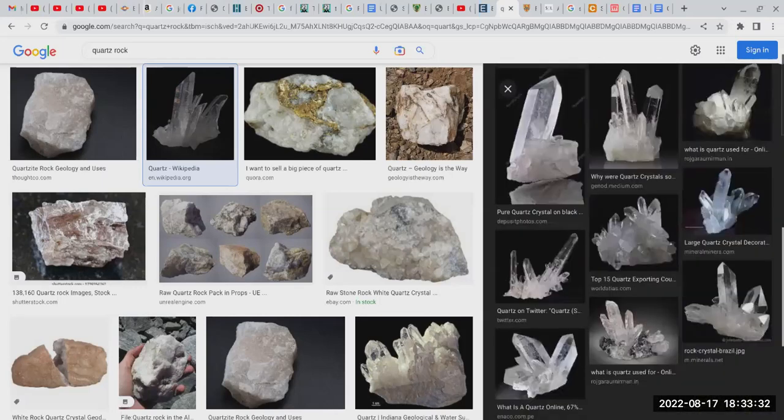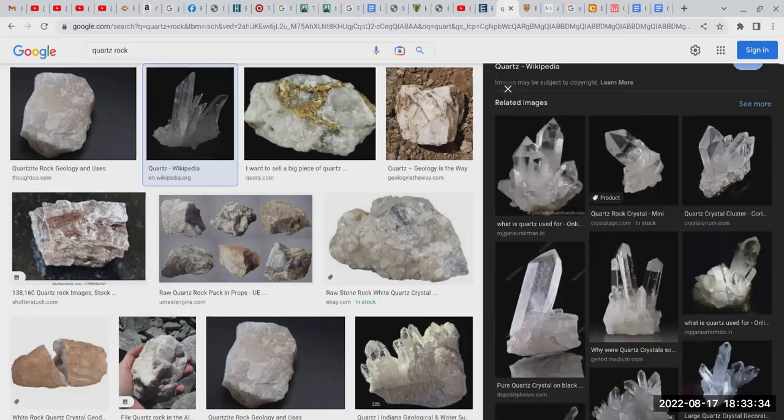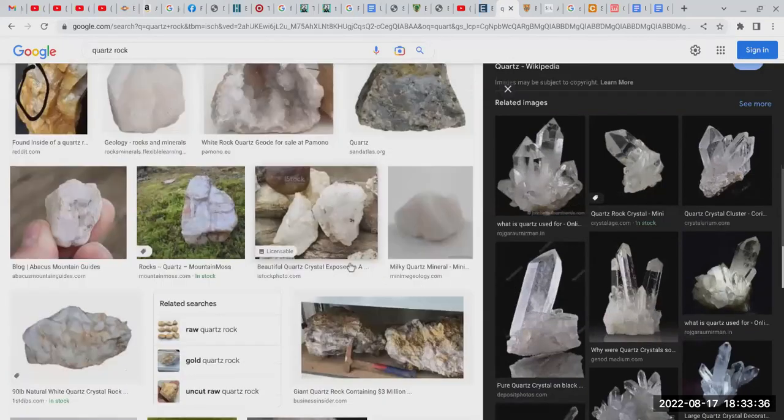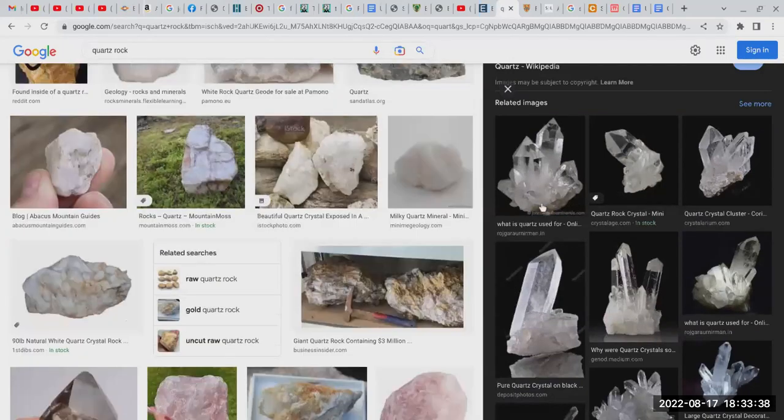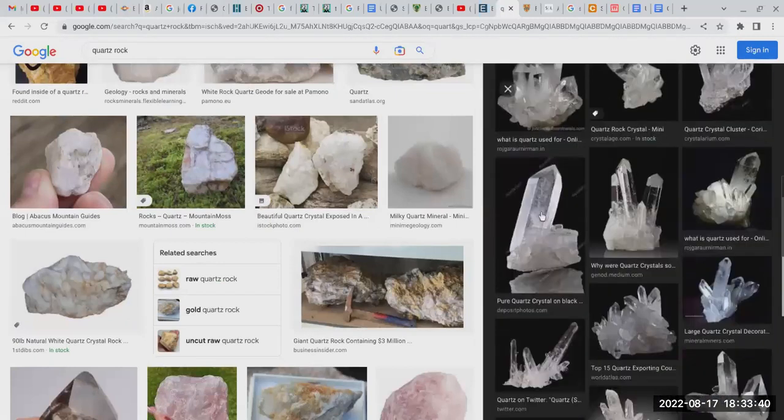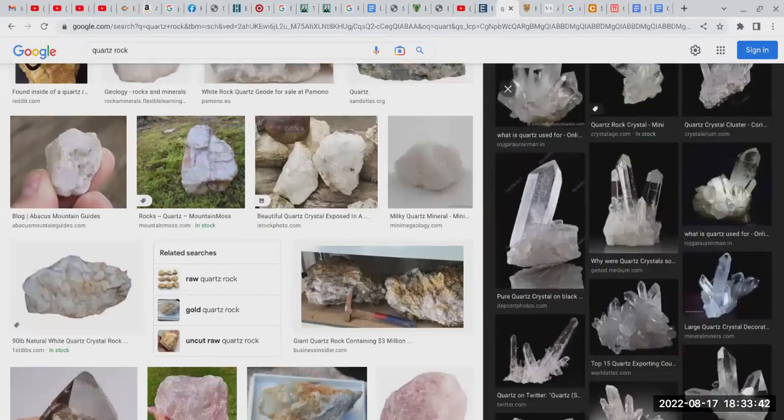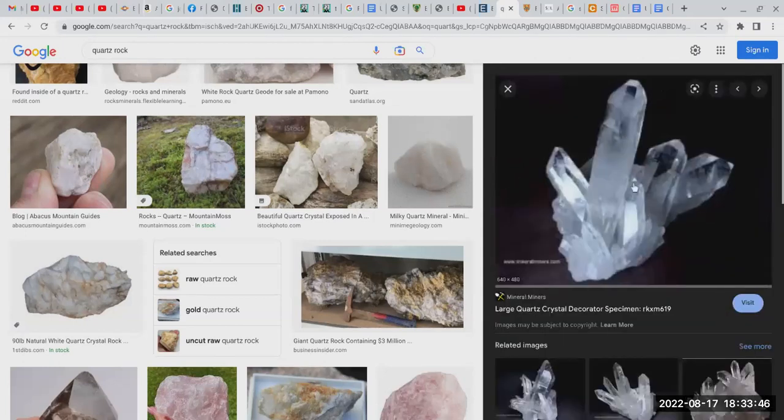No, I'm just saying this is quartz. Right. So I'm saying that is quartz. And I'm saying to you, you saw it look like it is almost crystal in nature. Yeah, crystal looking. So it is a large quartz crystal.